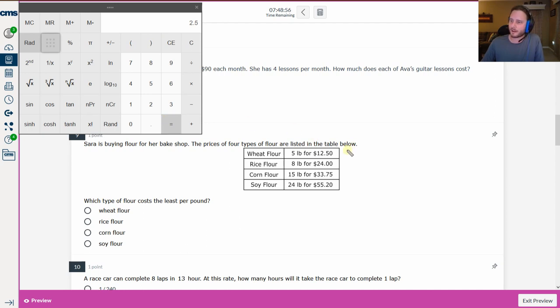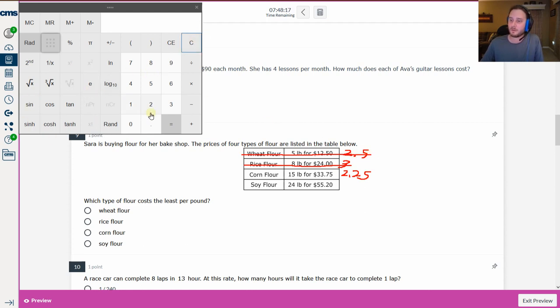So let's go ahead and write that down. Wheat flour, we got 2.5. Let's see what the cost is going to be for everything else. Rice flour is $24 divided by 8 pounds, and that gives me 3. So far, this one is actually the most expensive. 3 is more than 2.5, so it's definitely not going to be rice flour. Corn flour is $33.75 divided by 15 pounds. That gives me 2.25, which is less than the wheat flour, so wheat flour is out.